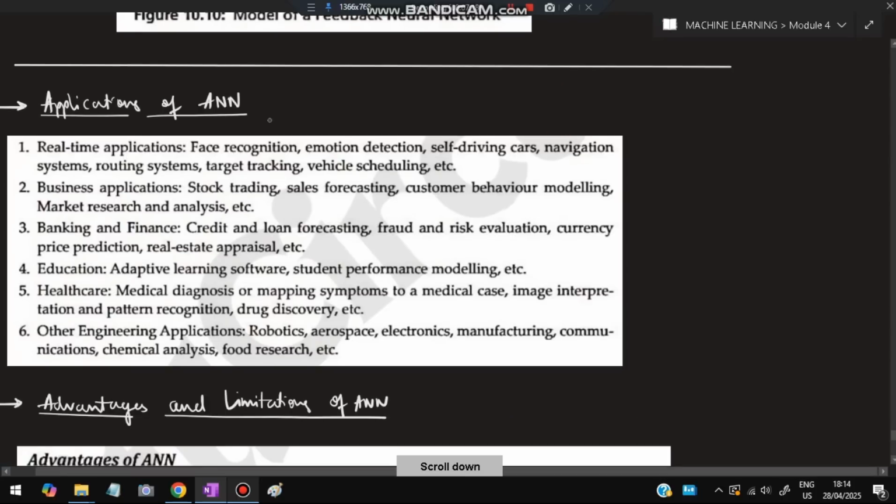Next we have applications of ANN, artificial neural network. Real-time applications include face recognition, emotion detection, self-driving cars, etc. Business applications include stock trading, sales forecasting, customer behavioral modeling, banking and finance, education, healthcare, and other engineering applications. You can go through it. You can remember a few of them, and if you write those, that is more than enough.